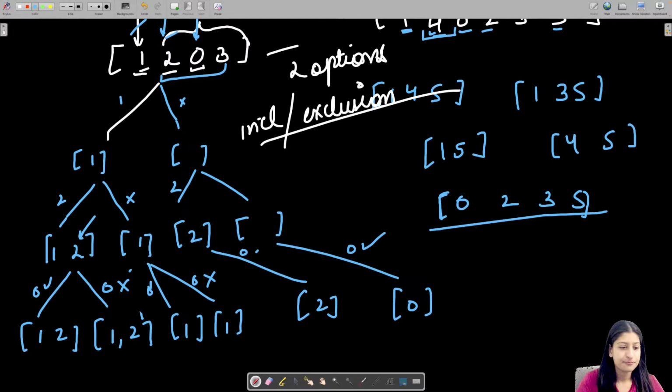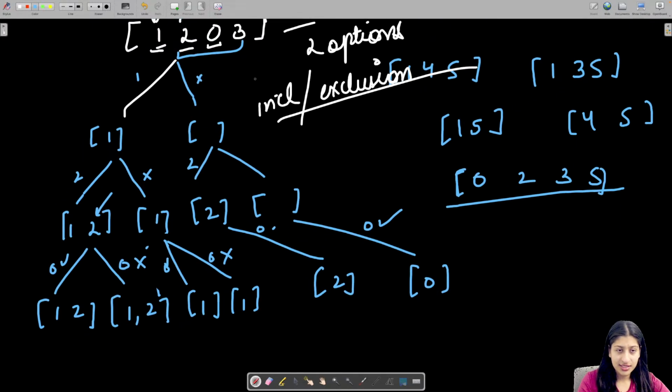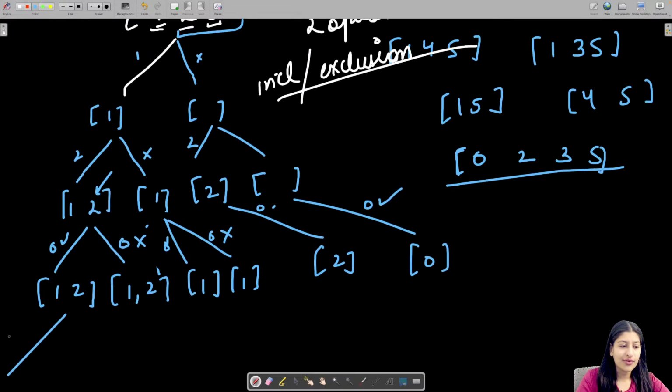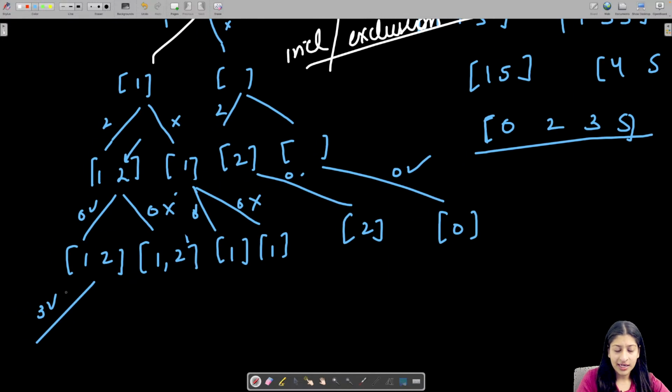So as you can see, as we progress through this recursion tree, every node has two options, whether to include or not, right? Now we are at the next index which is pointing to 3. So here, if I choose to take 3, can I create a subsequence which is strictly increasing? Yes, I'll get 1, 2, 3. If I choose not to take 3, I'll still be at 1, 2.